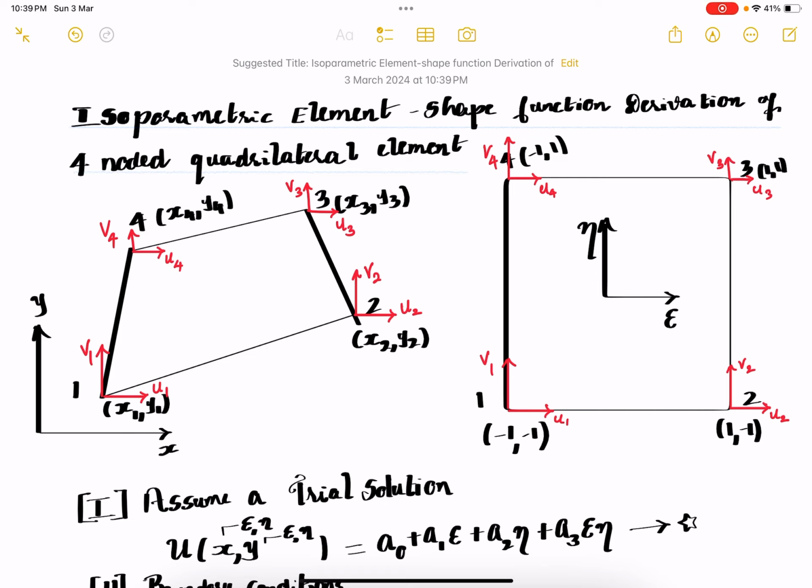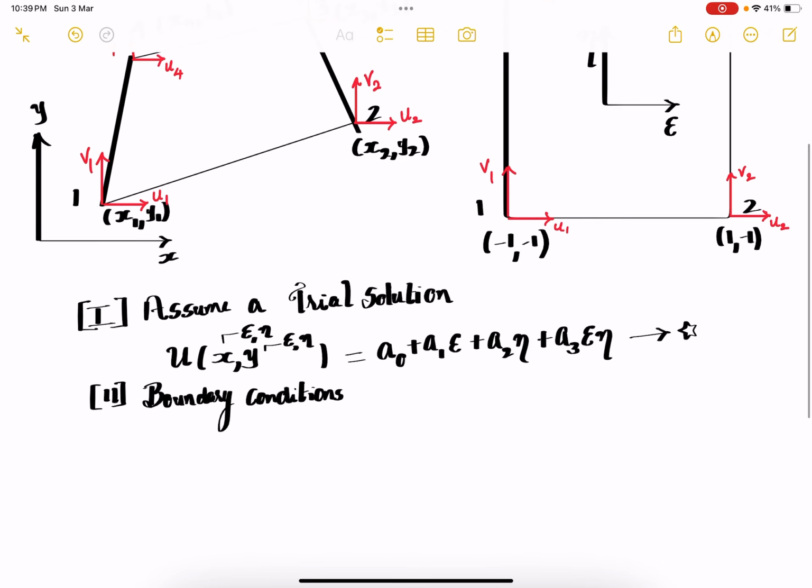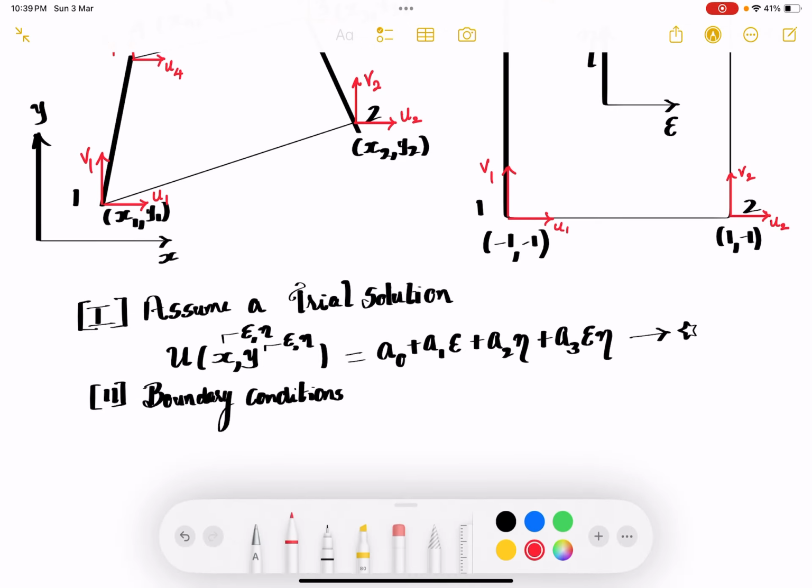You have to mark the nodal displacements, because in the next step you will be applying the boundary conditions, right? So you have to apply the boundary conditions. Before you apply the boundary conditions, please mark the nodal displacements. All right then, so now let me apply the boundary conditions.